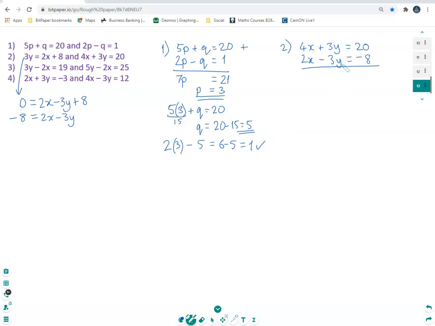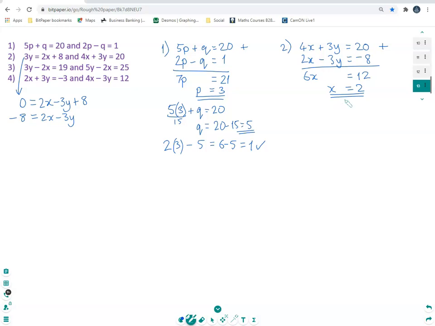Now we've got two lots of 3y, one positive, one negative, opposite signs, so we add. So 4x plus 2x gives us 6x. 3y plus negative 3y gives us 0, and 20 plus negative 8 gives us 12. So divide both sides by 6 and we get x equals 2.